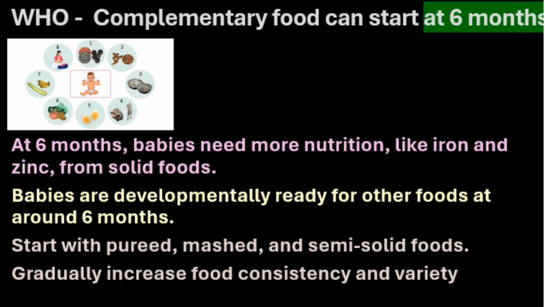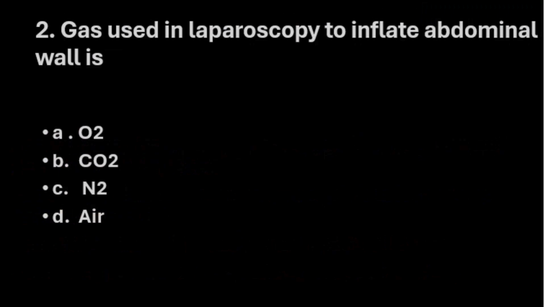WHO recommends the complementary food can be started at the age of 6 months. At 6 months, babies need more nutrition like iron and zinc from solid foods. Babies are developmentally ready for other foods at the age of 6 months. You will start the supplementary feeding with pureed, mashed, and semi-solid foods. Gradually it can be increased to more consistent food and more varieties.